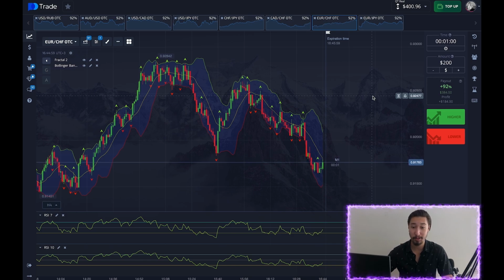And let's start with the deal of $200. This is exactly half of my balance, as you can see. And all trades are on the 1 minute time frame, of course.